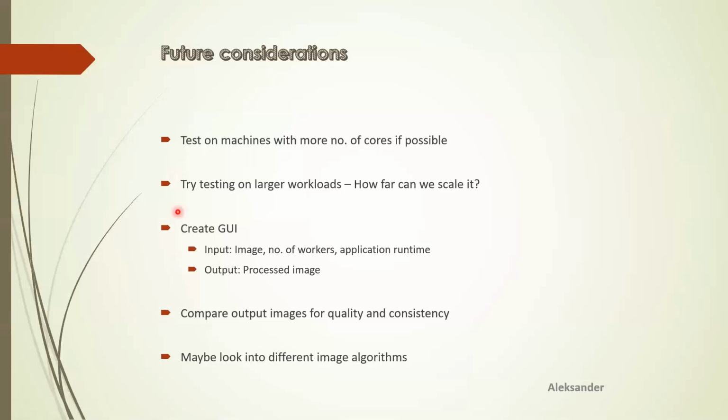Further, we would also like to create a GUI. The GUI should be able to take an input image and a number of workers, and maybe we should be able to specify a specific application runtime at which it stops creating triangles and just outputs an image with the number of triangles it created within the specified runtime. Finally, we'd like to compare our output images for quality and consistency. We don't really have a method right now, but we'd like a method to compare them between our sequential and parallel implementation to see if there's any differences. And finally, if we have more time, we might look into different image algorithms.